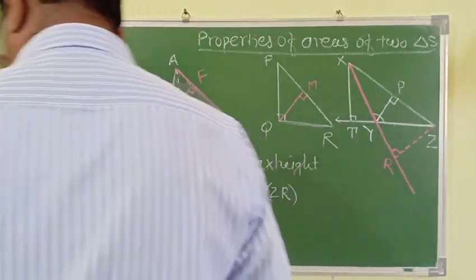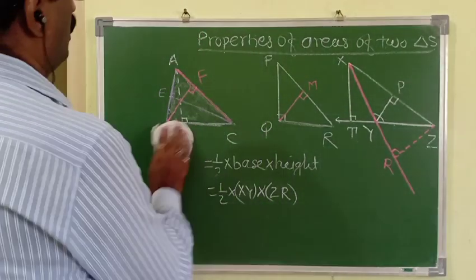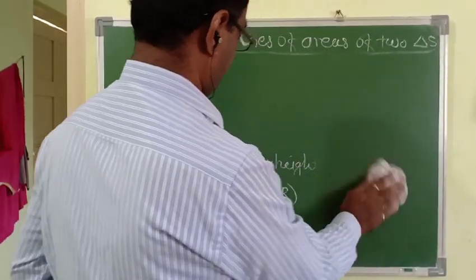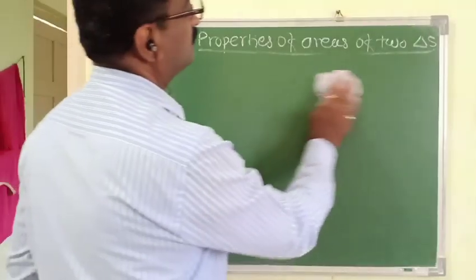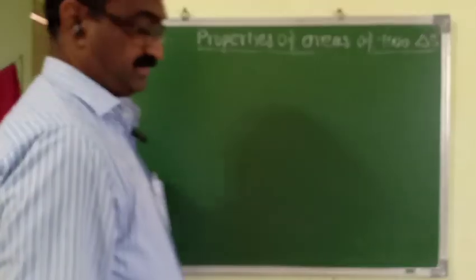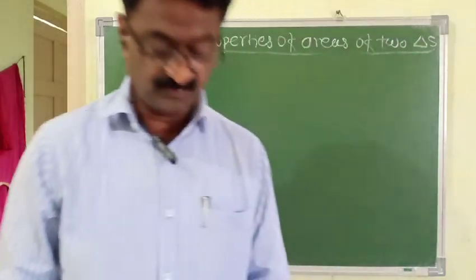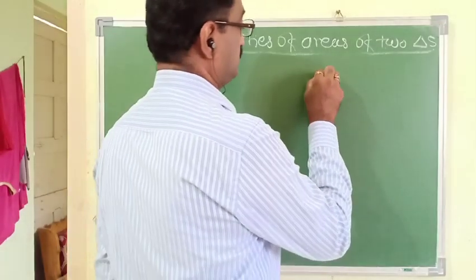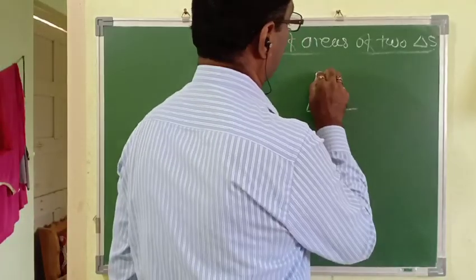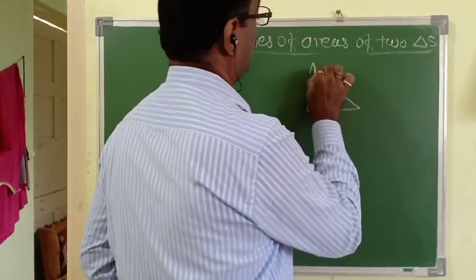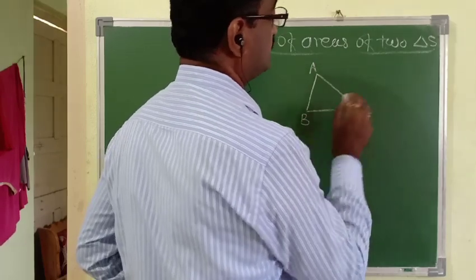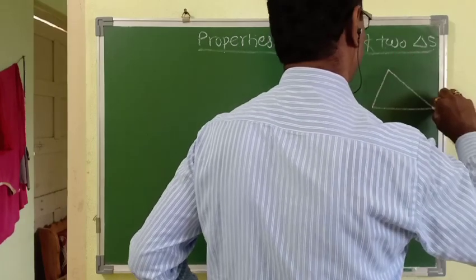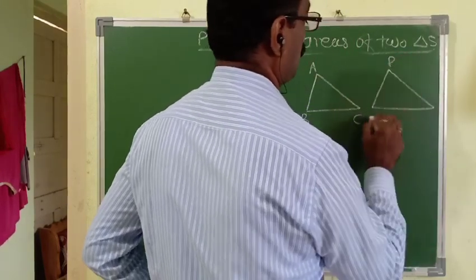Now come to the main point of that chapter. These are the basic things you have to learn. Now the properties of areas of two triangles. So first part. What is that property? If we have two triangles, suppose this is triangle ABC and another triangle is triangle PQR.